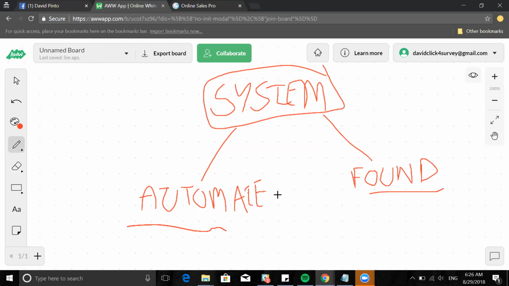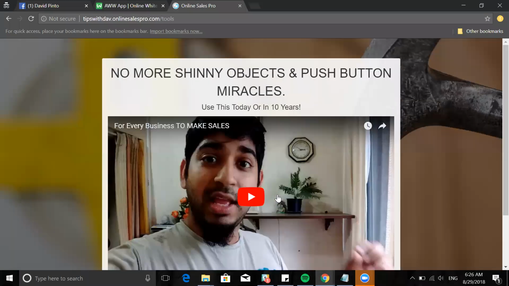I get really excited about these systems, because one of the things that happens in the online marketing space is that people look for shiny objects and push button miracles. I'm not one of those people who will tell you to go about doing that. If there's a launch of a product, maybe the product is worth it, but I would like to not jump from one shiny object to the other, which is called shiny object syndrome. And push button miracles, like you just want lazy money.